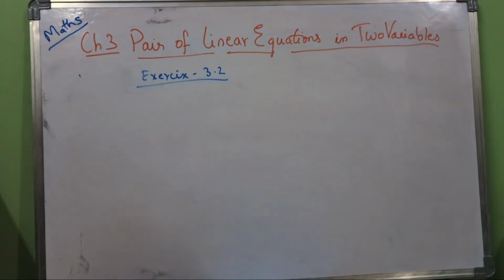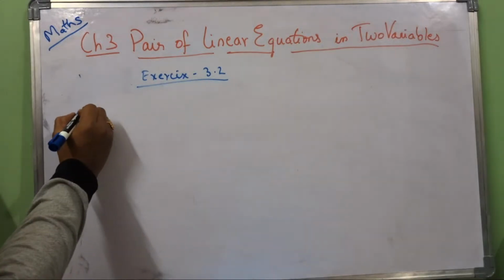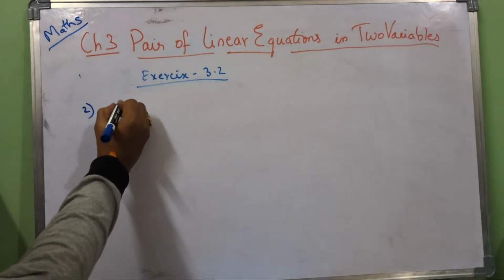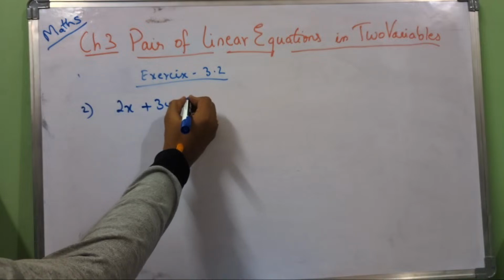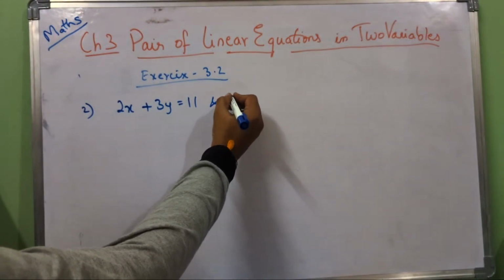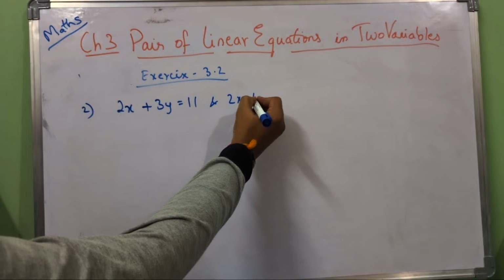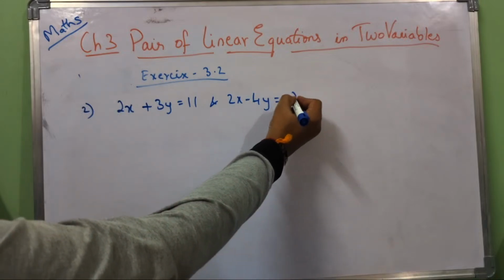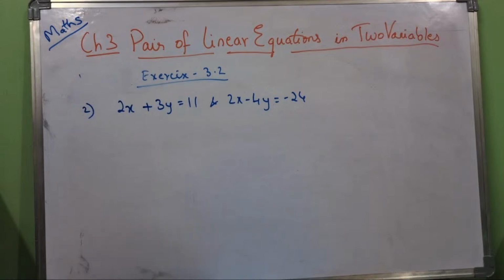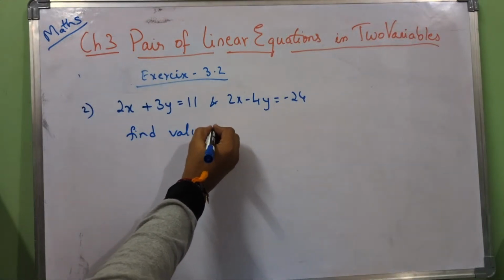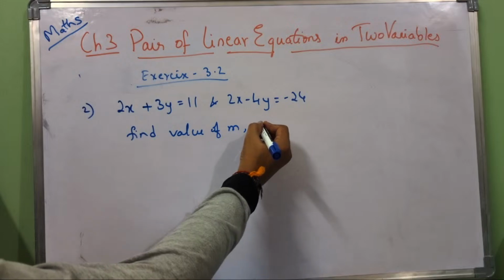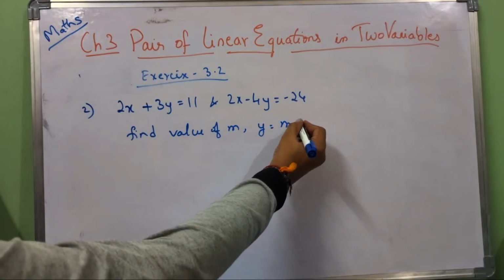So what is the second question? They're saying solve two equations and hence find the value. What are those two equations? 2x plus 3y equal to 11, and the second equation is 2x minus 4y equal to minus 24. They are asking to find the value of m such that y is equal to mx plus 3.